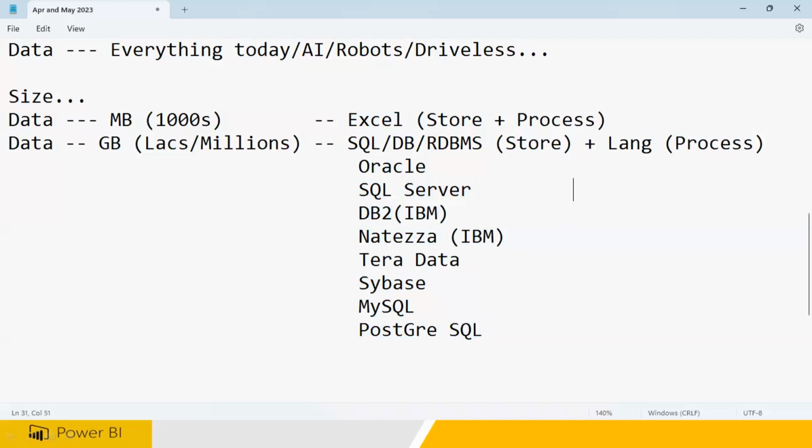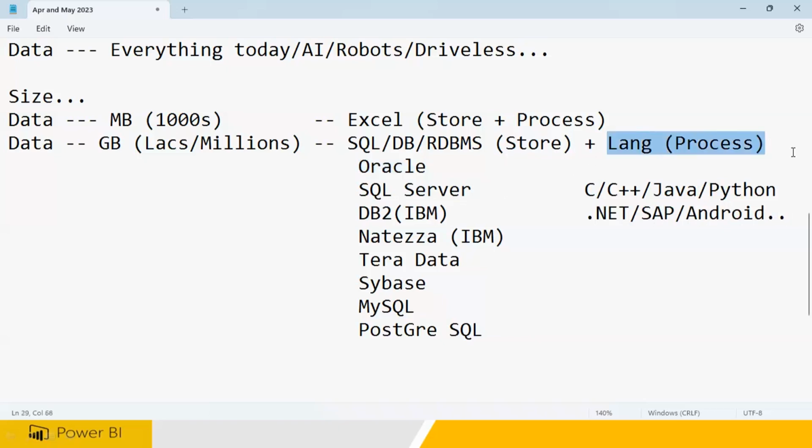So for language, I can use C or C++ or Java, or I can use Python. Any language you can use: .NET, Java, Android, or SAP. Remember, all of these languages will take the data from here and they're going to be processing it.